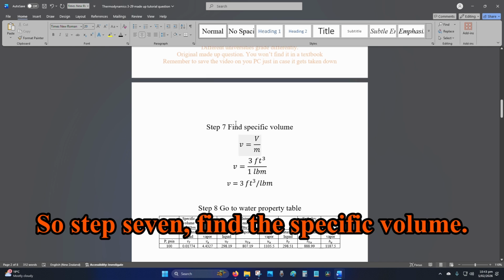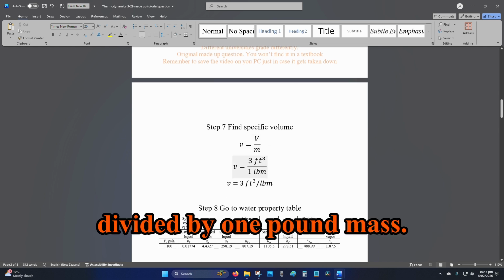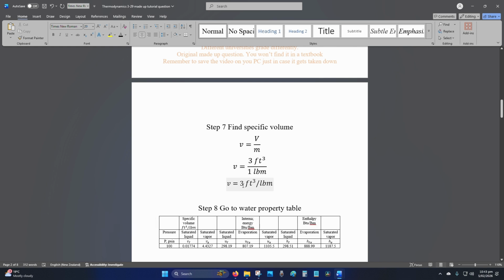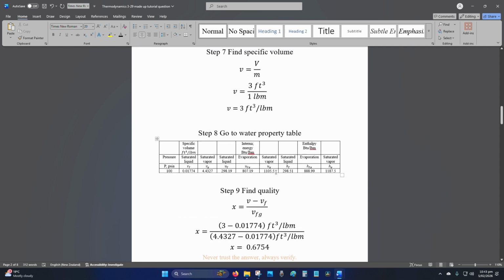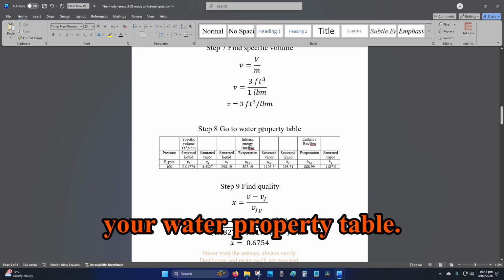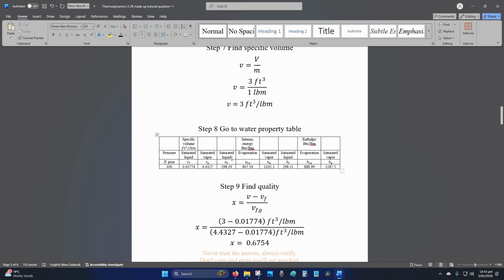So step 7, find the specific volume. 3 foot cubed divided by 1 pound mass. That gives us 3 foot cubed per pound mass. Now step 8, go to your water property table. Note this is a custom property table to solve this question.